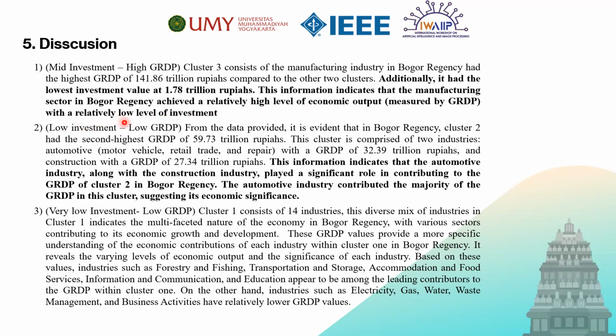The second one, low investment, low GRDP, comes from cluster 2, which only reached a GDP of 59.73 trillion with investment of 32.339 trillion rupiah. So we can indicate that the automotive industry, along with constructions, plays a significant role in contributing to GDP, and also contributes to the economic significance in Bogor region. But still, cluster 1 is much higher than cluster 2. And the third one, very low investment, low GRDP, is cluster 1, consisting of 14 industry. This is really mixed in terms of investment, but most of them have a low GRDP.